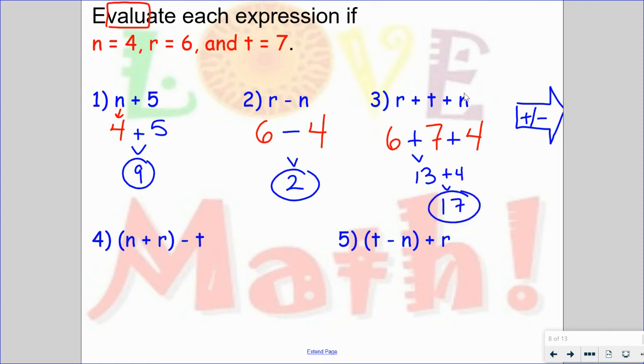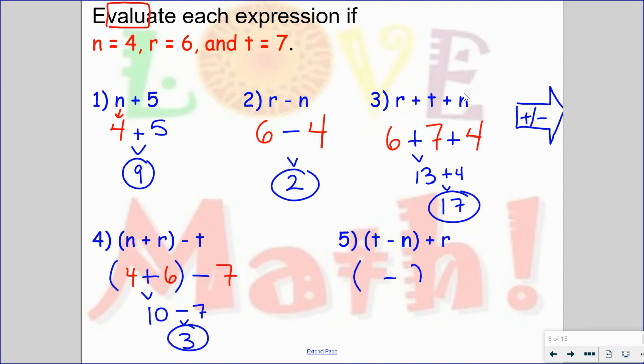Let's get down into some more complicated examples, like example number 4. Number 4, we're asked first to add two quantities, in this case 4 for n and 6 for r. Then it says take away 7. And of course, order of operations says if you have anything grouped, put them together. So 4 and 6 makes 10, and 10 take away 7 is 3.